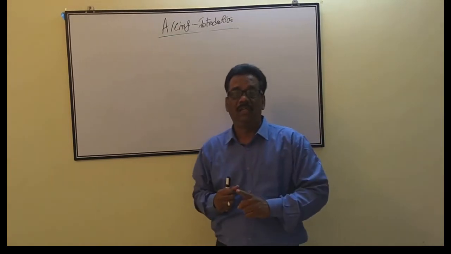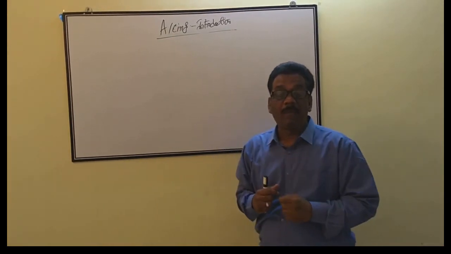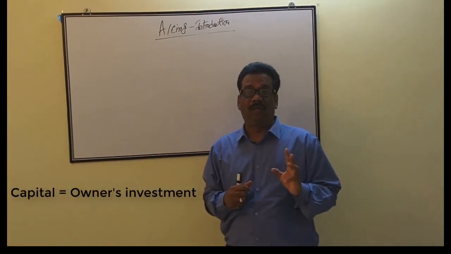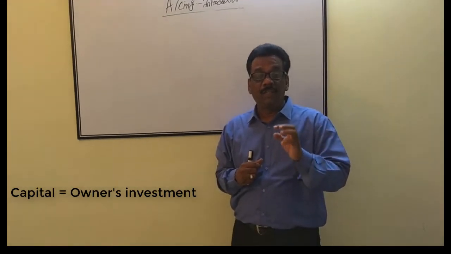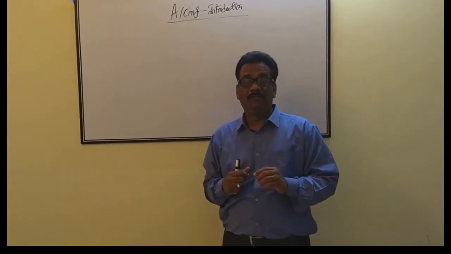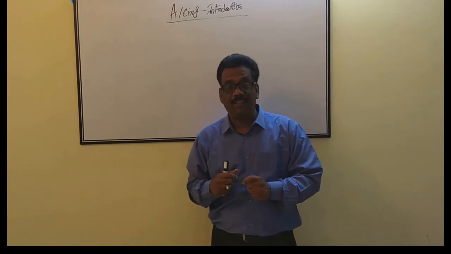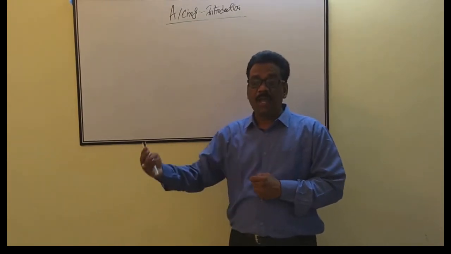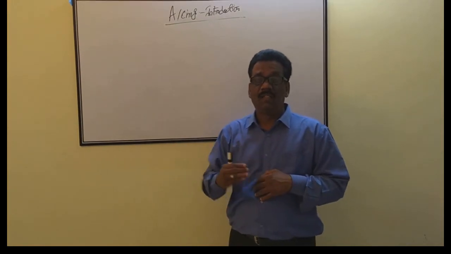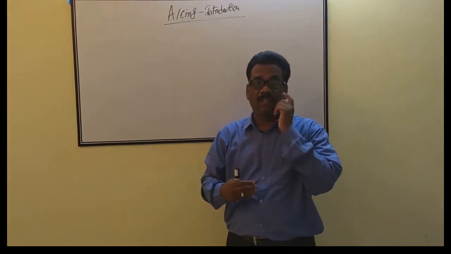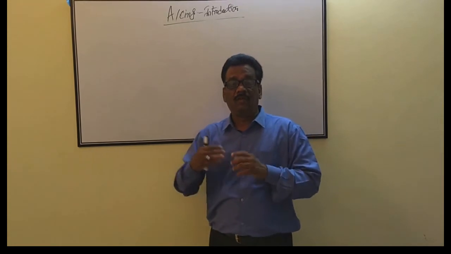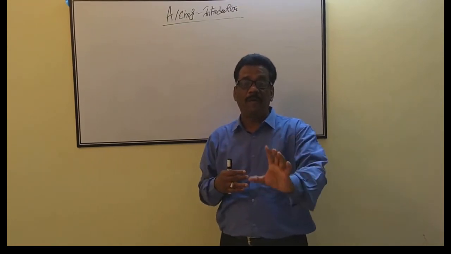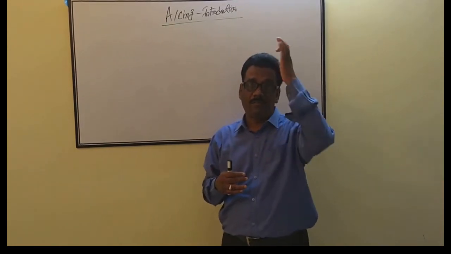The first one is capital. Capital is the investment made by the owner. It may be in the form of cash or any kind. Sometimes the owner invests in cash. Some other times he may invest in the form of an asset. So whatever may be the form of investment made by the owner is known as capital.